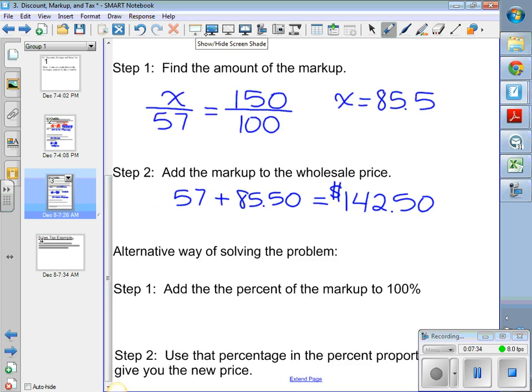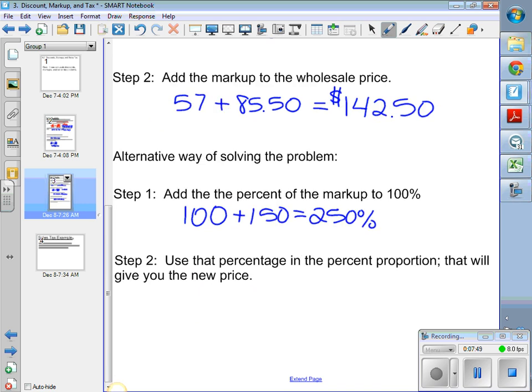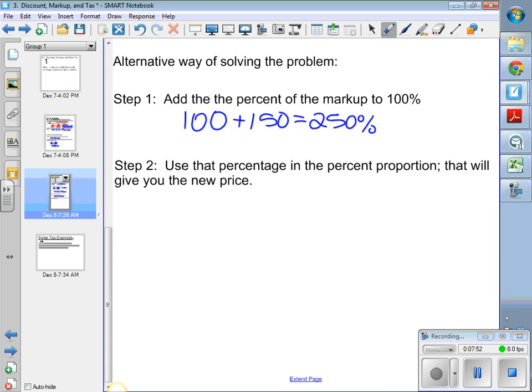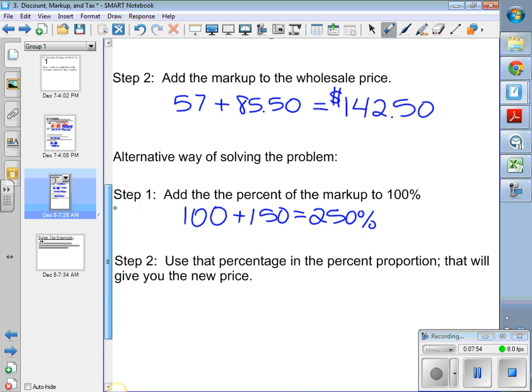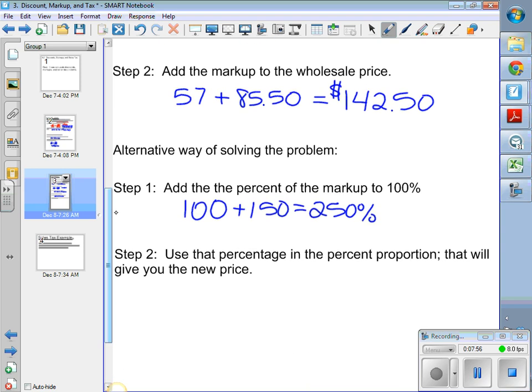And again, we have an alternative way. We add the percent of the markup to 100. So we do 100 plus 150, which is going to give us a 250% markup. Okay, so we had a $57 board.